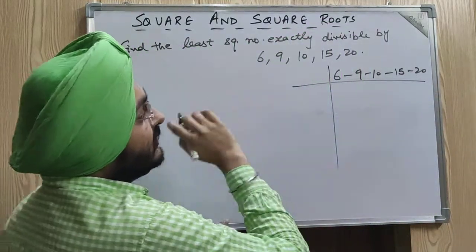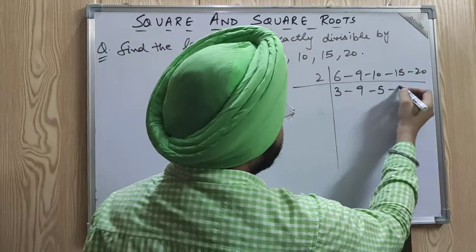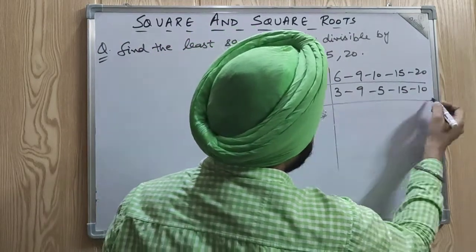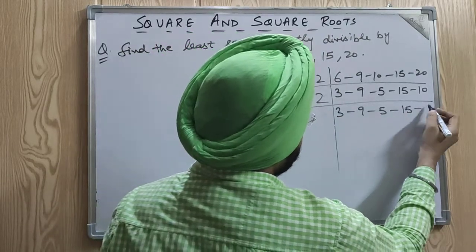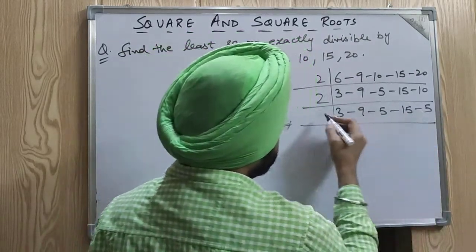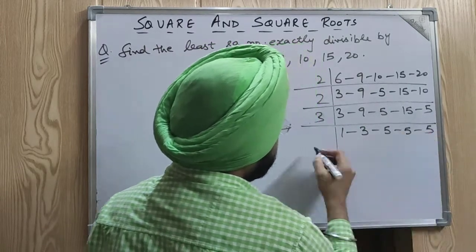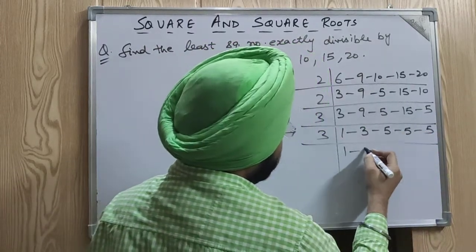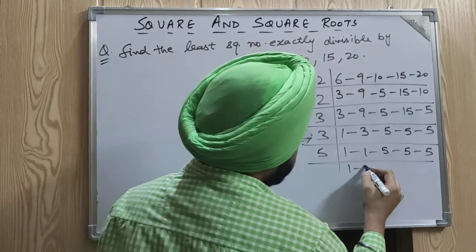So start with 2 first. 2, 3, 6. 9 will not be going. 2, 5, 10. 2, 10, 20. Again go with 2 only. 2, 5. Now you can go with 3. So 3, 1, 3, 3, 3, 9. 3, 5, 15 and then 1. Again you can go with 3. Now you can go with 5.